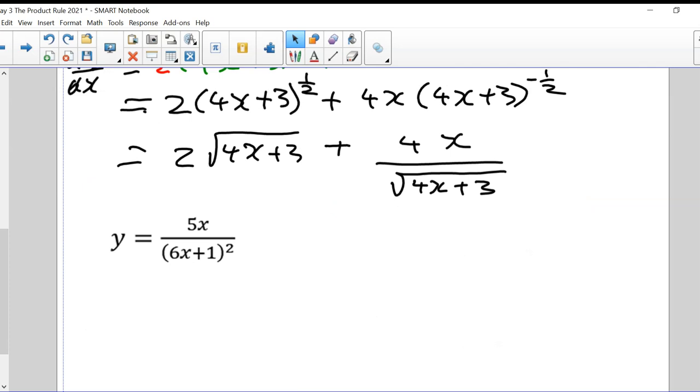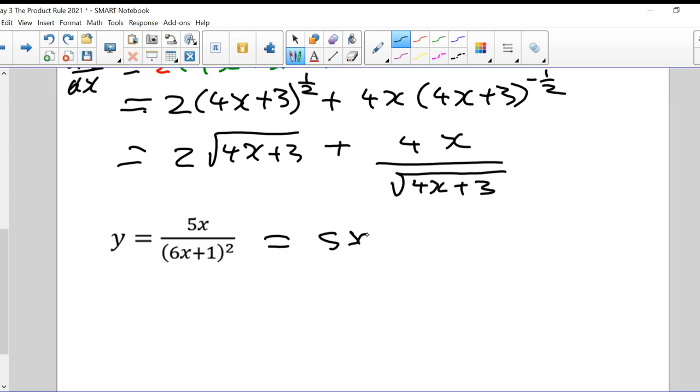Later on today, we're going to learn another law called the quotient law, which could also be applied to this, but I'm going to raise it to the power of -2. Thank you very much. Yeah, let's do that. I'm going to rewrite this as the 5x on top, but then I'm going to write this as 6x plus 1 to the -2.